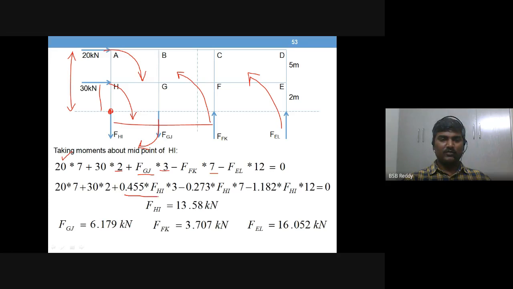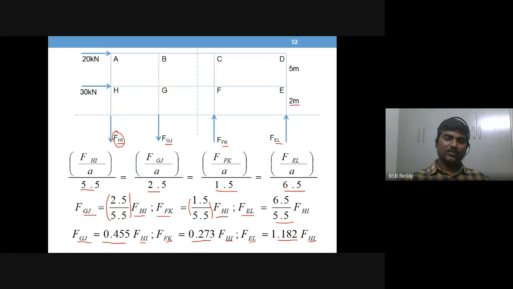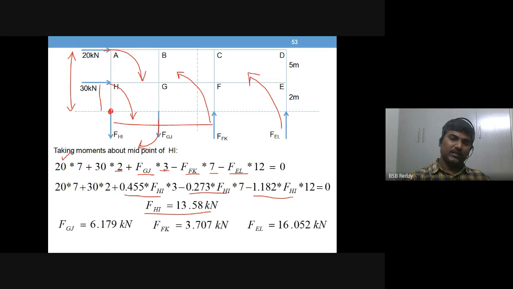You substitute 0.455 HI. What is FK? You substitute 0.273 HI. What is EL? You substitute. Okay. Then the unknown remaining here is just FHI, first column axial load, 13.58. Then substitute this into all these three relations. Substitute for HI here, you get GJ value. Substitute for HI here, you get FK value. Substitute for HI here, you get EL value. So that is the second story column axial loads.